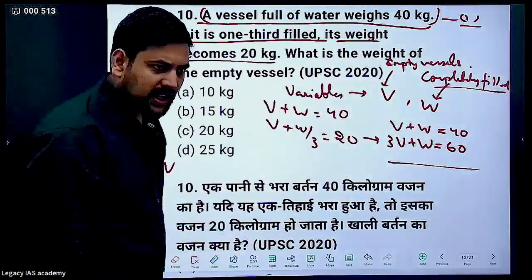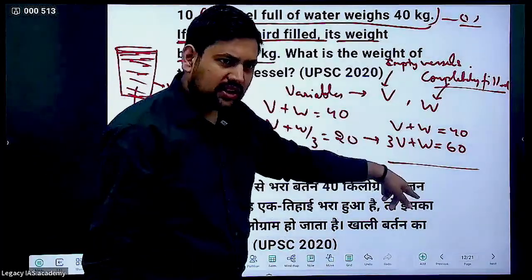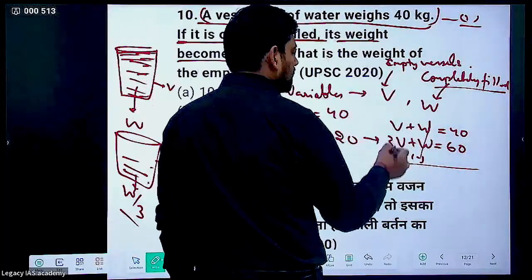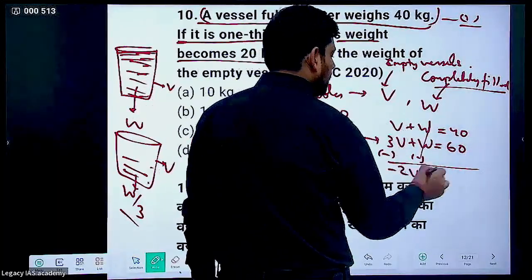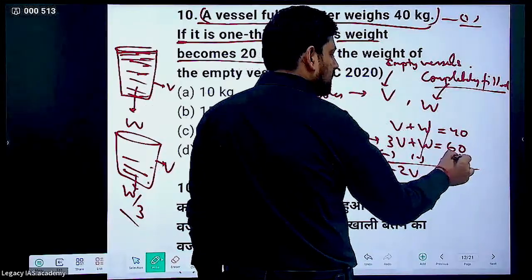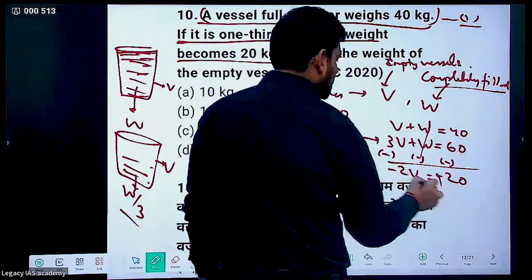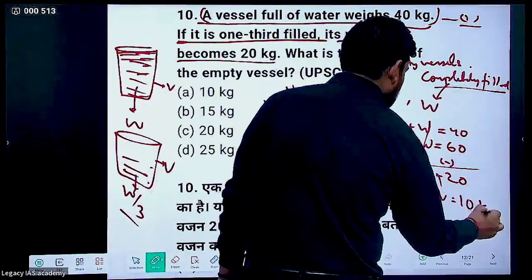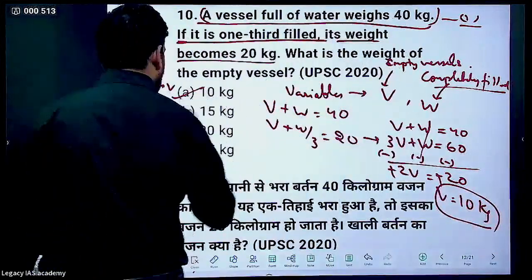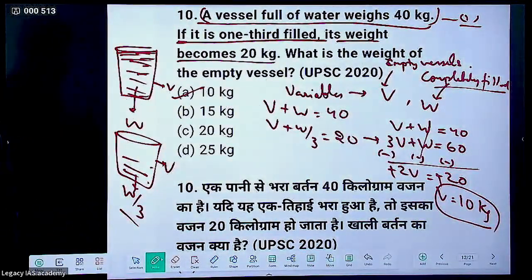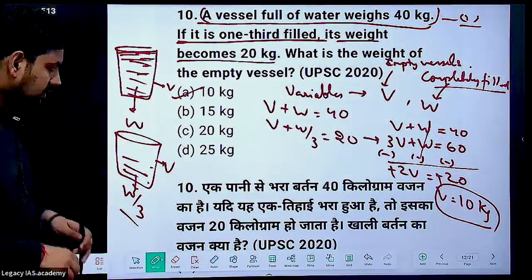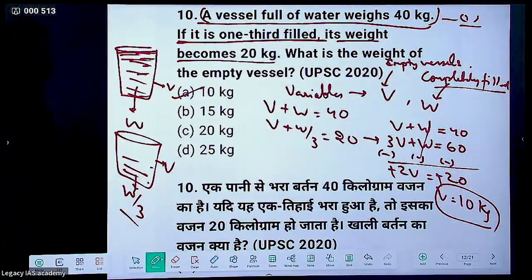Now just subtract the two equations. Why? Because I want to eliminate W. I only want V. So subtract, W cancels. V minus 3V is minus 2V, and 20 minus 60 is minus 40. Minus minus cancels. V is equal to 40 by 2, that is 20. That's all. Just write the solution fast, then we move forward.